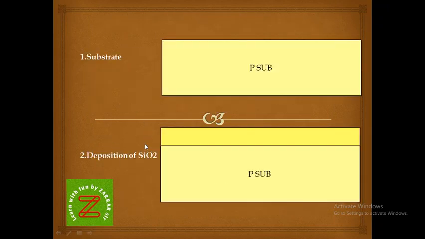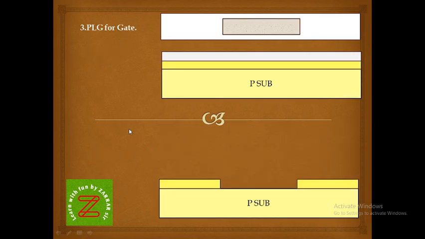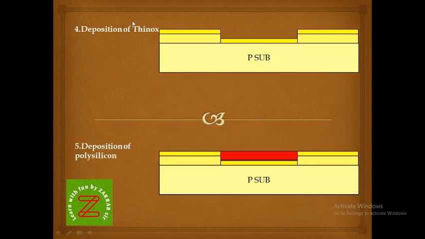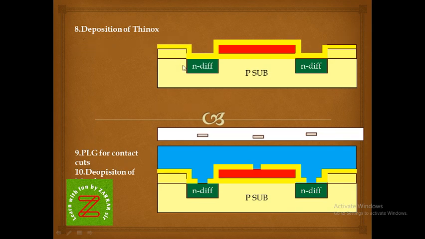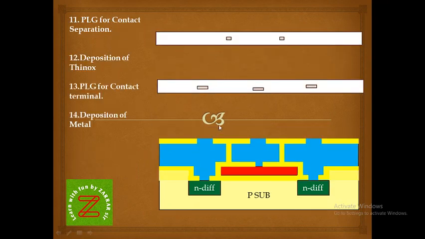The first step was substrate, deposition of SiO2, PLG for gate, deposition of Thinox, deposition of polysilicon, PLG for drain and source, diffusion of drain and source, deposition of Thinox. The next step is deposition of Thinox, PLG for contact cuts, then deposition of metal, and then PLG for contact separation, then deposition of Thinox again, then PLG for contact terminal, where you take out the terminal, and deposition of metal. So these are the 14 steps that you have already studied in fabrication of enhancement.